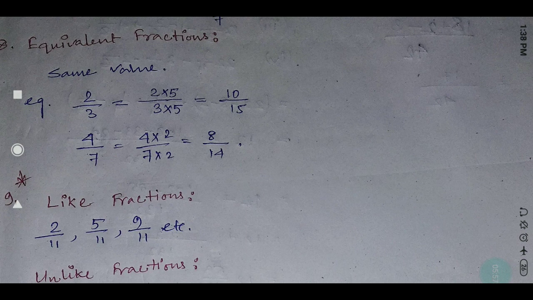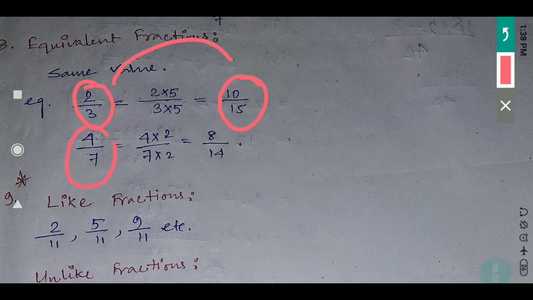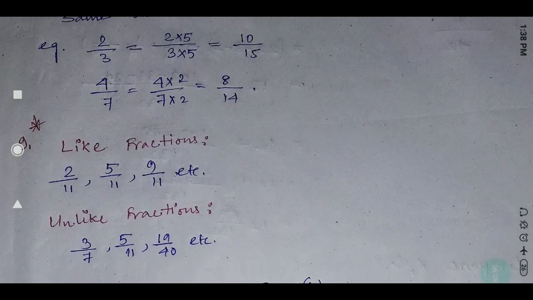So then you see these two, 10 by 15 and 2 by 3, is called the equivalent form. Here also 4 by 7 and 8 by 14, these two are called the equivalent form. Like fractions, this one is important. Like fractions means all the denominators are the same. If all the fractions' denominators are the same, then it is called like fractions, like 2 by 11, 5 by 11, 9 by 11. All these are like fractions.